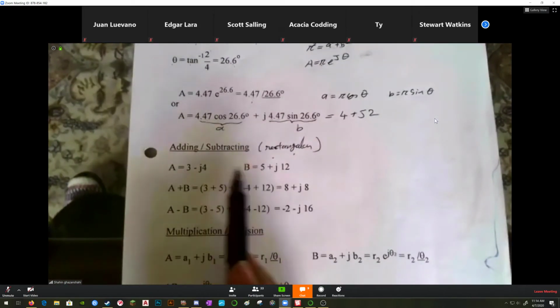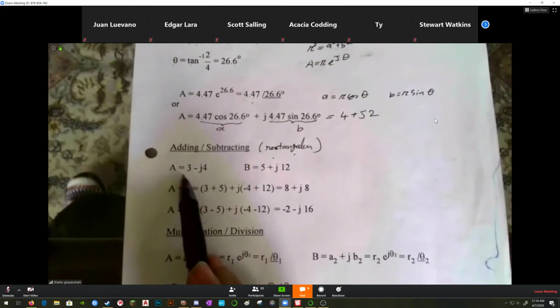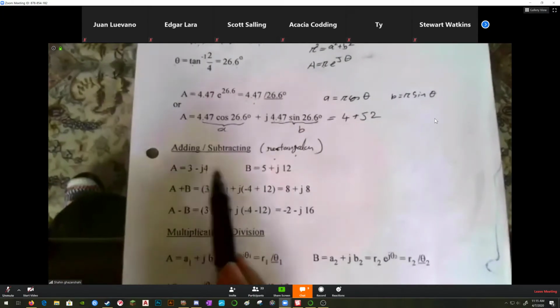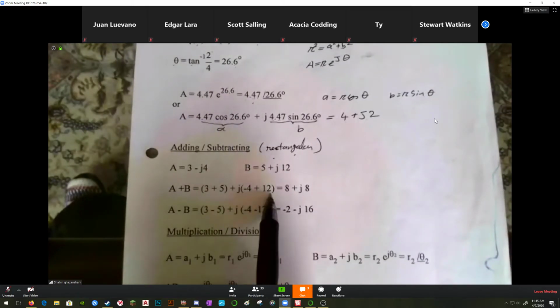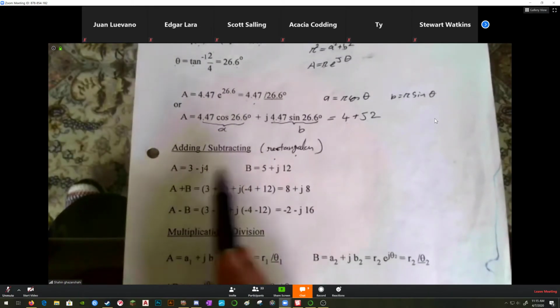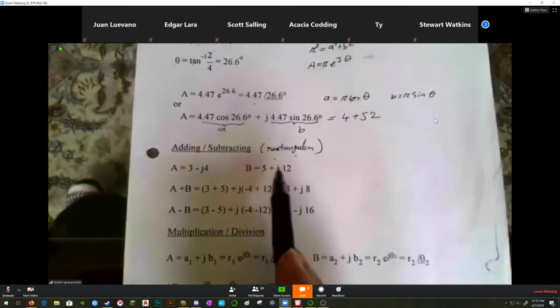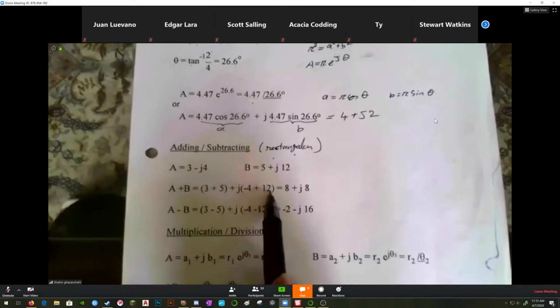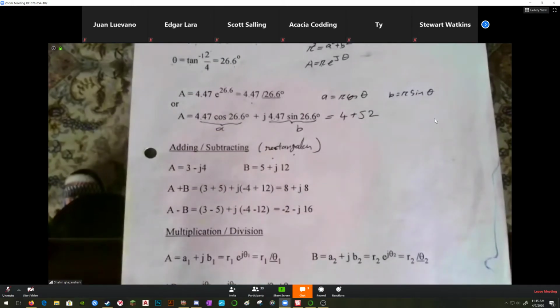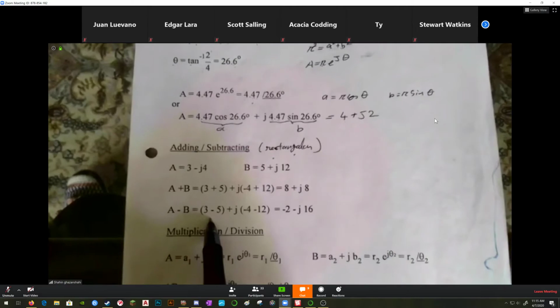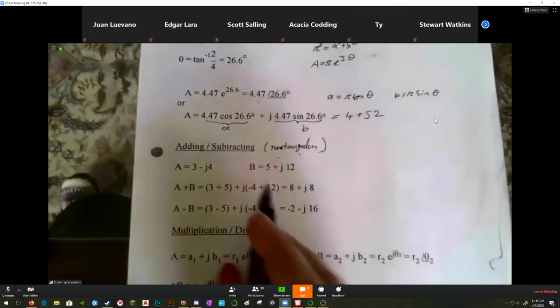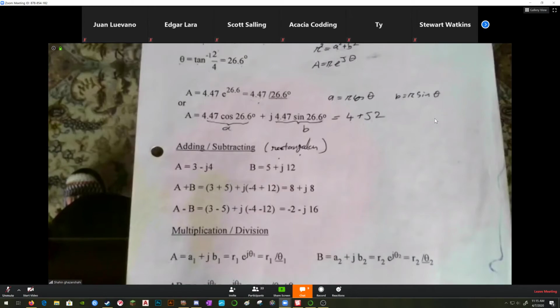If I add, I have two rectangular numbers, A and B. If they are polar, you change to rectangular, then you add. So you add the real parts, which is 3 plus 5. You factor the j, you add the imaginary parts, you get this. Subtract, same way: A minus B. Is that clear? Anyone have a question on these things? So the only thing you need to know is you have to change it to rectangular. Then you just add or subtract the same as with any numbers.